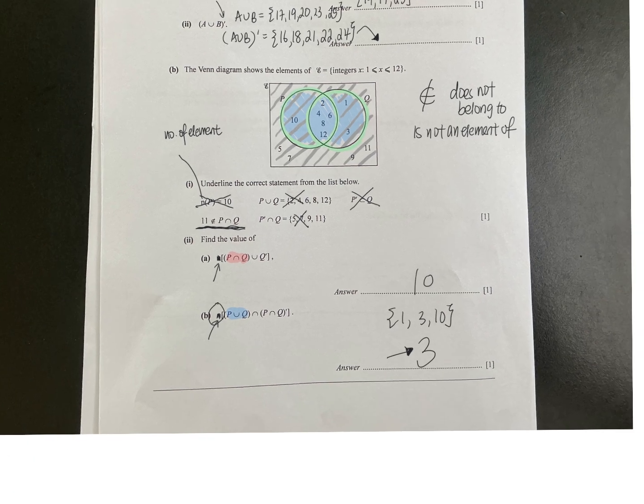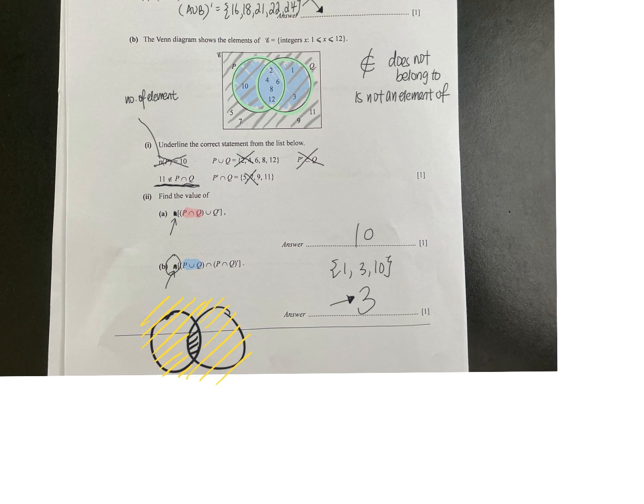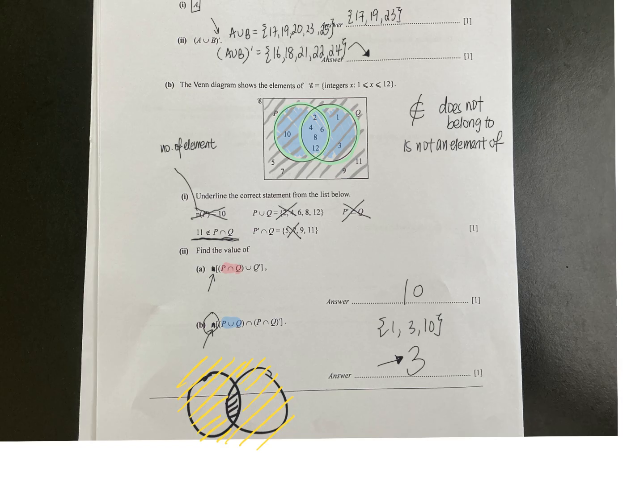P intersect Q. Okay, so this is P intersect Q, this part, right? I want everything outside of this part. So P intersect Q complement is everything shaded in yellow. Okay, note the difference. So all this, please memorize all the different sets that they ask you to shade or they ask you to do.